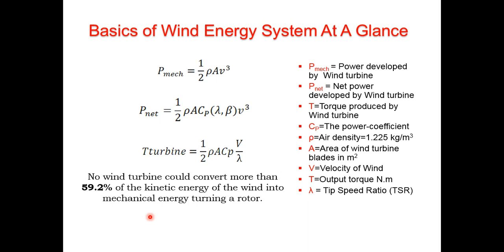If you consider the power available from the wind, it is known as the mechanical power, that is half rho A v cube. If we multiply this power coefficient with this P mechanical, we will get the net power at the shaft. Here Cp is a function of lambda and beta, where lambda is the tip speed ratio and beta is the blade pitch angle. So you need to go for pitching of the turbine after a certain extent, and this is the equation of the torque of the wind turbine.